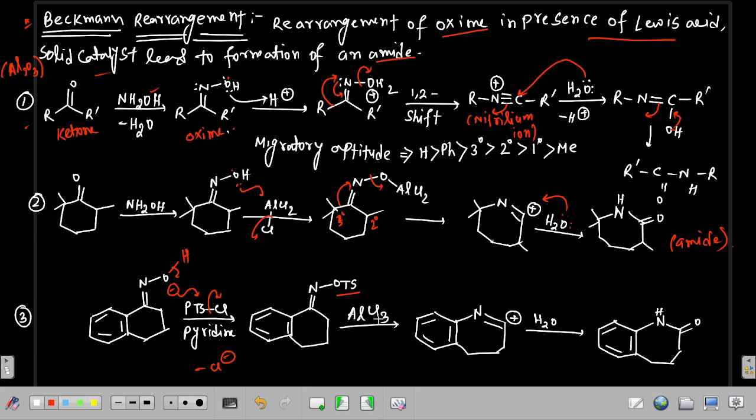So in the presence of aluminum chloride, this bond will shift, because this is a 3 degree carbon, or rather a phenyl-attached carbon, and this is a 1 degree carbon. So this bond will shift much faster than this bond. So this bond will shift and it leads to the removal of this OTs. So it leads to the formation of this ring-extended carbocation. Now in the presence of H2O, this leads to the formation of this amide.